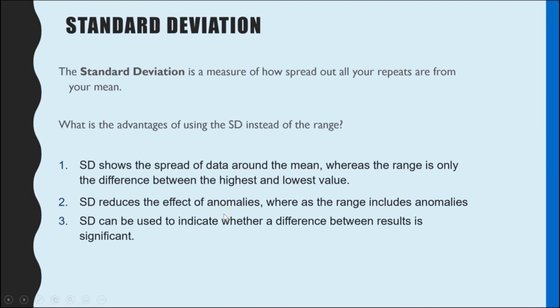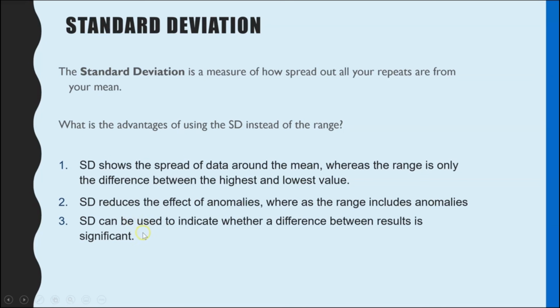So here are your three key reasons why standard deviation is more useful than range. Number one, standard deviation shows the spread of data around the mean, whereas the range only shows the highest and the lowest. Now, because the range only shows the highest and the lowest, it includes anomalies, and those anomalies have a big impact. Whereas standard deviation, because it's considering how spread out all the repeats are compared to the mean, the effects of anomalies are reduced. Lastly, standard deviation can be used to indicate whether a difference between the results is likely to be significant.